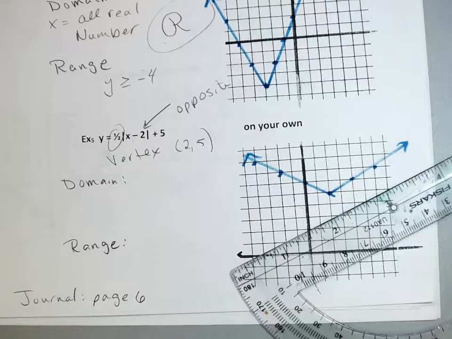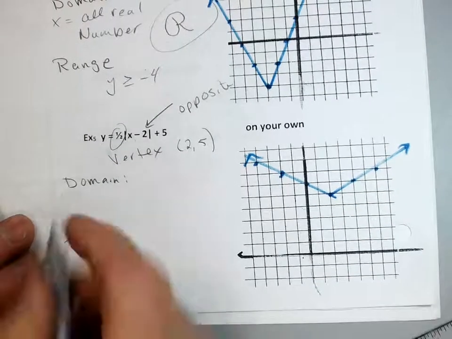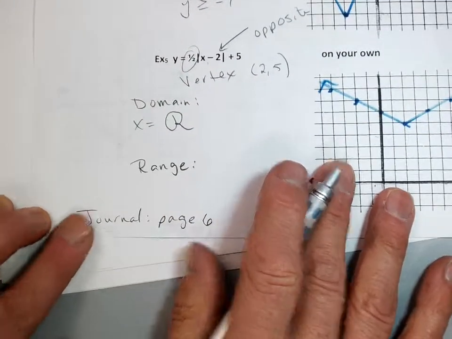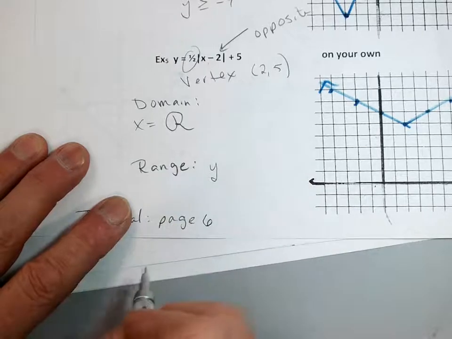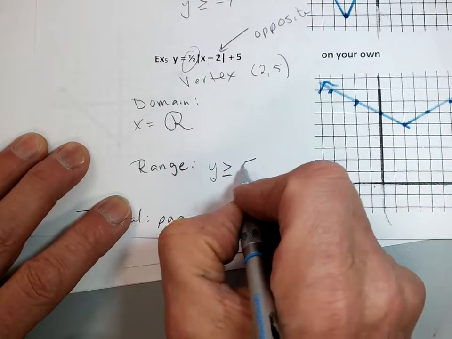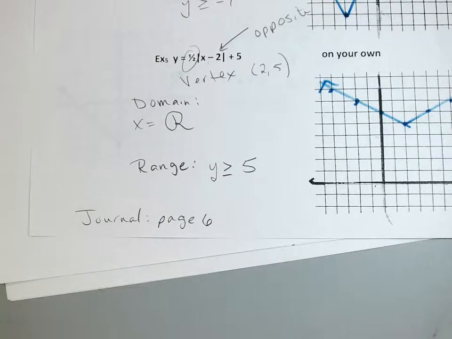Okay, domain. Should be easy. Domain by now. This is all real numbers. Everybody agree it's going forever both directions? So x equals all real numbers. There's my symbol for all real numbers. In my range, y is greater than or equal to 5. Okay, nice job. All right.